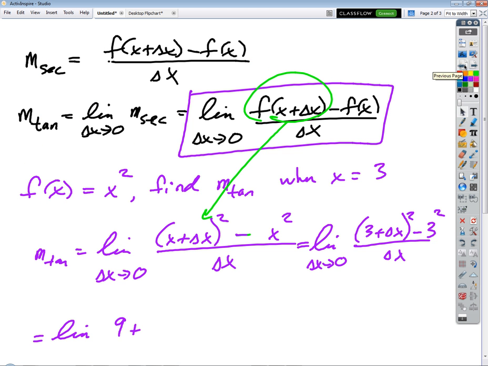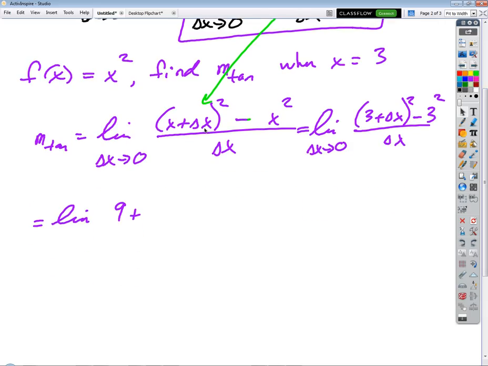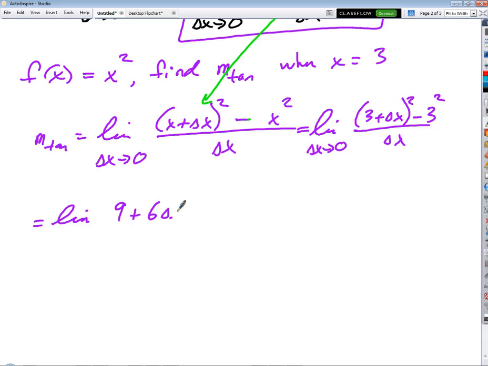Anyway, if we expand this out then, this is like A and that's like B, right? So I'm going to get A squared plus 2AB, right here. 6 delta X plus delta X squared, minus 9, all over delta X as delta X goes to 0. Okay, look what happens. This is not an accident. This will always happen.